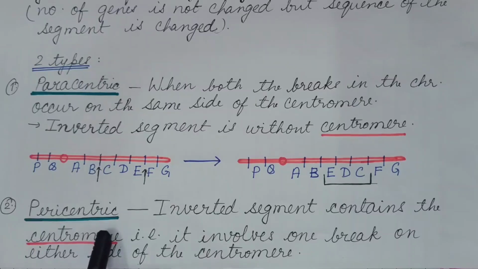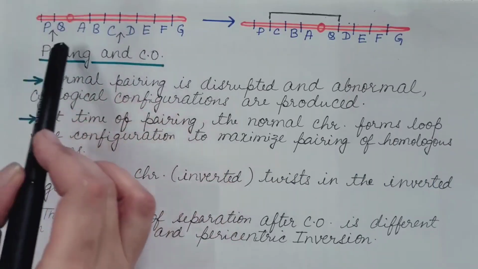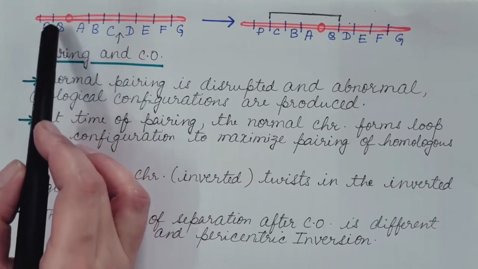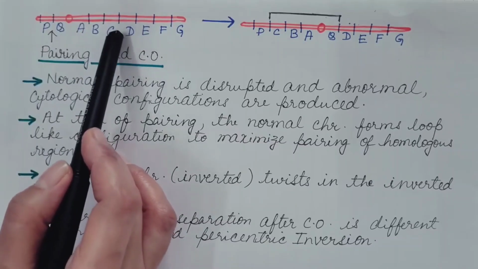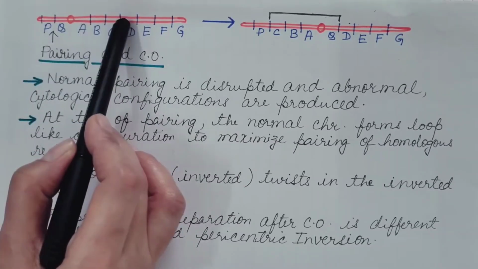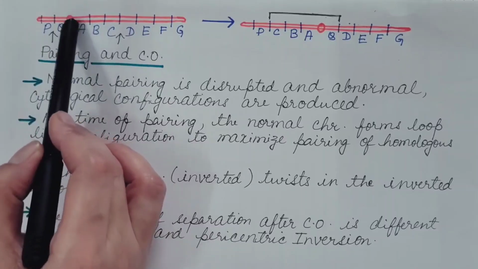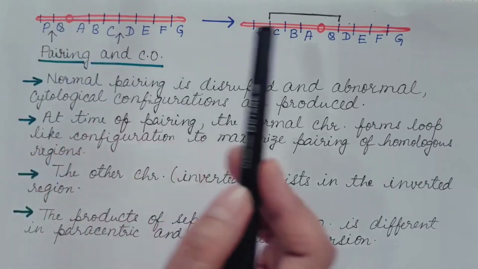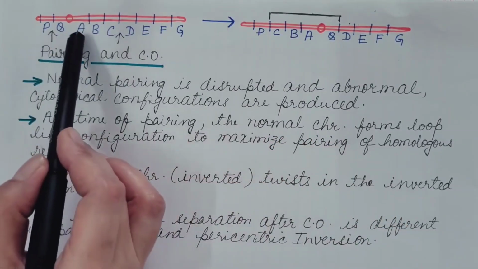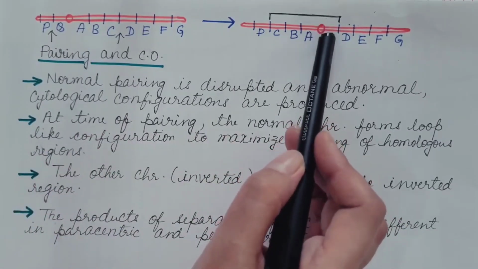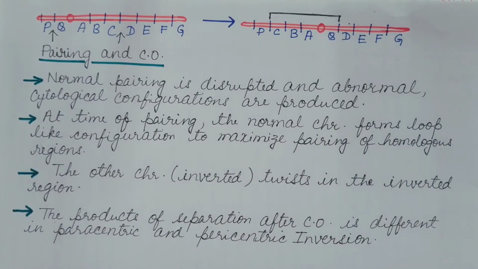Second is pericentric inversion. The inverted segment contains the centromere, that is, it involves one break on either side of the centromere. If we see this figure, this is the centromere, one break is taking place on the left side of the centromere and the other on the right side of the centromere. So this segment which is inverted includes the centromere. This rotates by 180 degrees and rejoins. Now the sequence is CBAQ instead of QABC, and it is with the centromere. This is known as pericentric inversion.